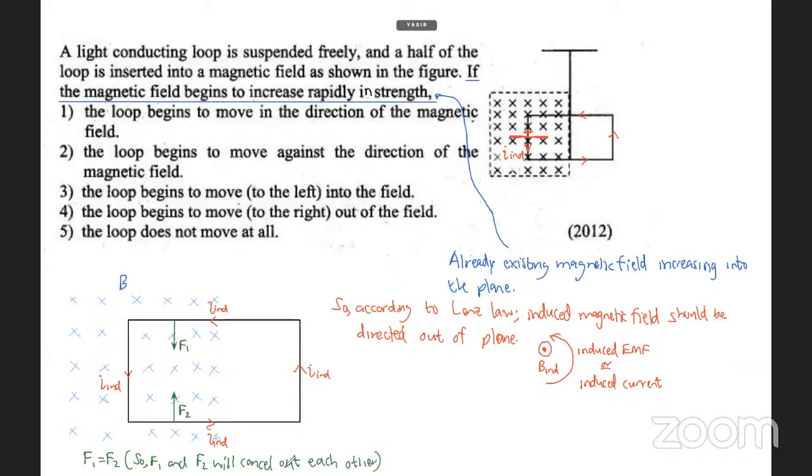But there's going to be a force on the vertical part. What is the direction of the force acting on the vertical part, people? Now we'll add a note about this F1 and F2. How did I find the direction, people? According to Fleming's left hand rule.